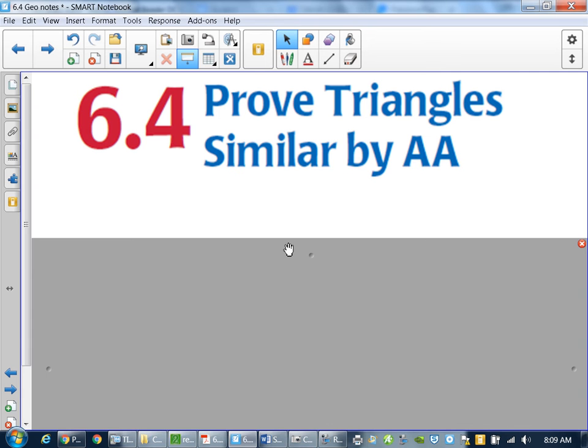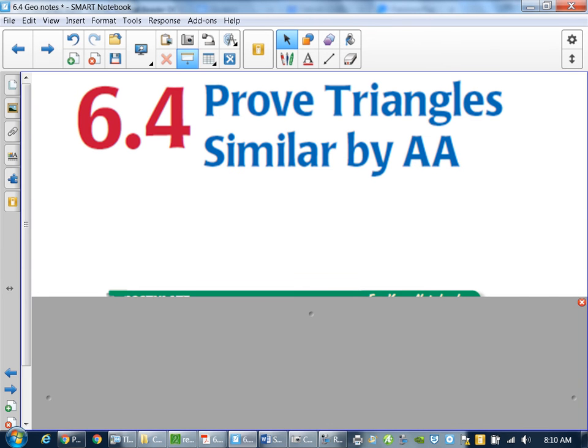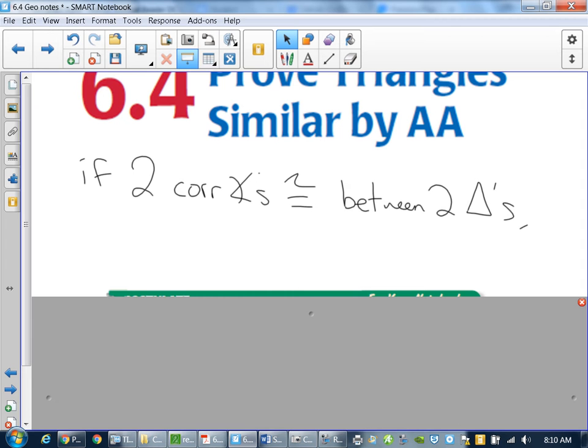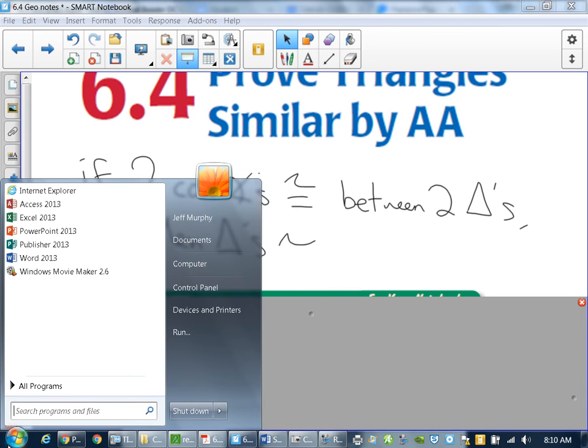Well, the first way we show it is by what's called angle-angle. Angle-angle similarity is just that. If you have 2 angles that are congruent in a triangle, the triangles are similar. That's it. Wait, what? If 2 corresponding angles are congruent between 2 triangles, then the triangles are similar. Okay.